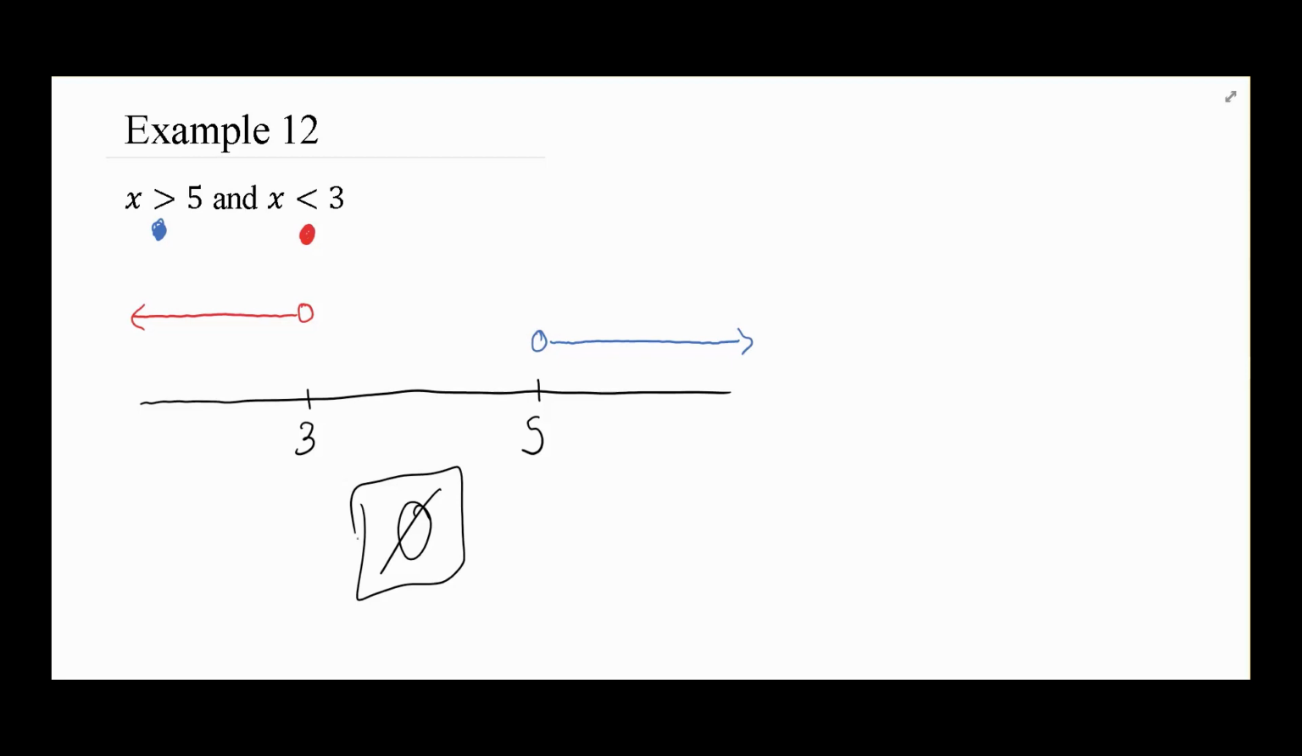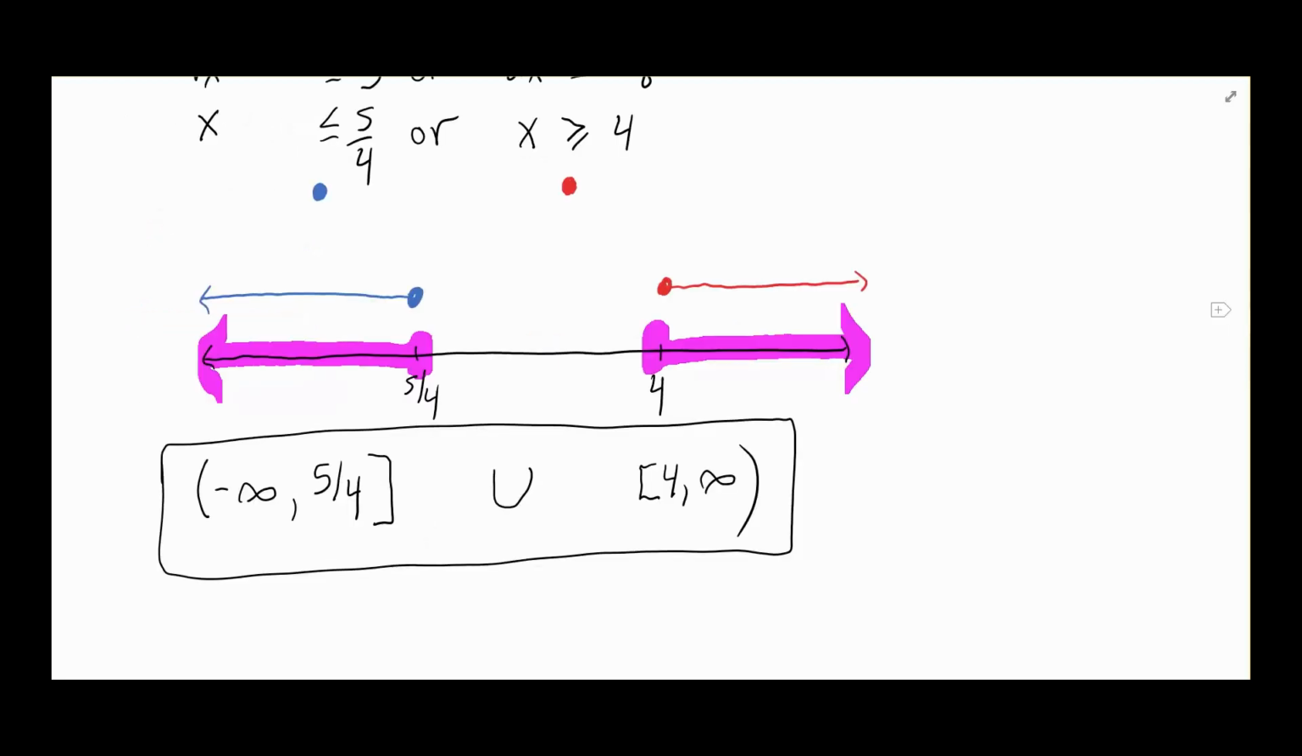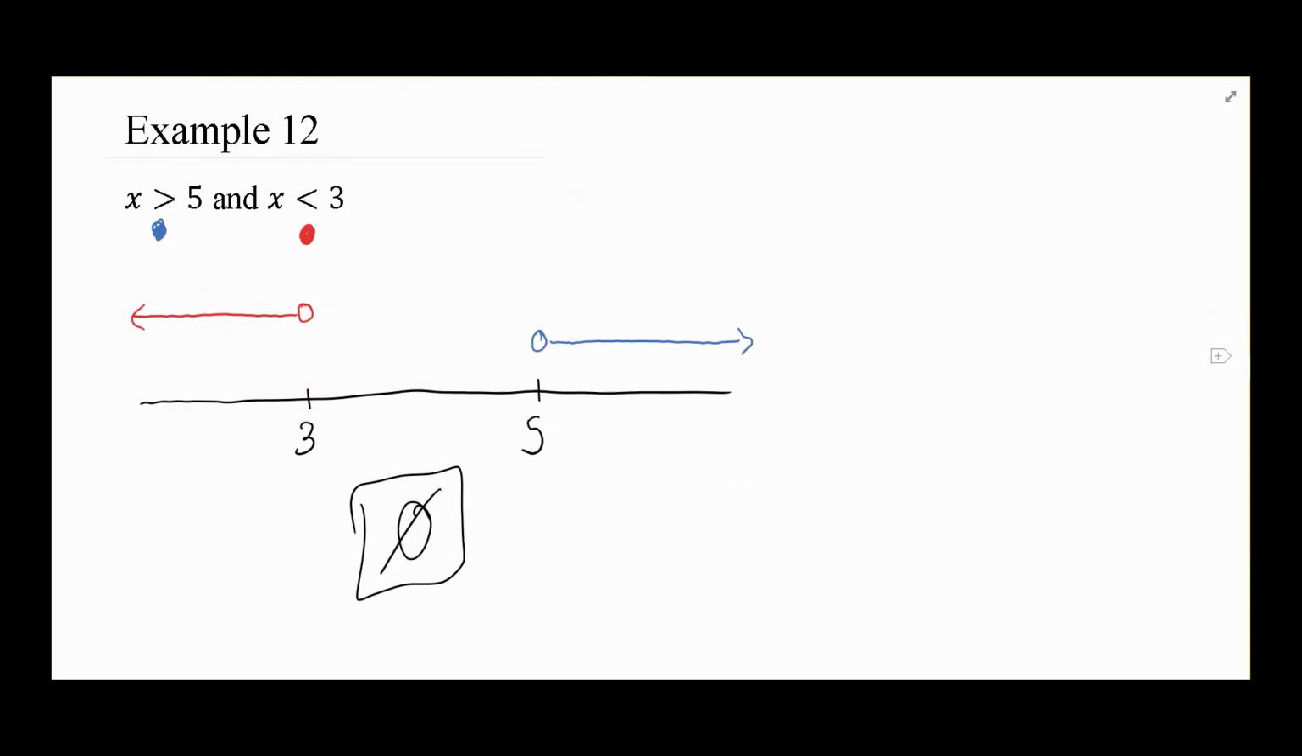So I do want to point out that this looks really similar as far as the work above the number line to our example 11. Example 11 had the blue going in one direction, the red going in another direction, and we didn't have no solution. But that's because we had an or. The word that we have makes all the difference in the world. Just like 1 plus 1 is not the same thing as 1 minus 1. You get two different answers if you have an and versus an or.